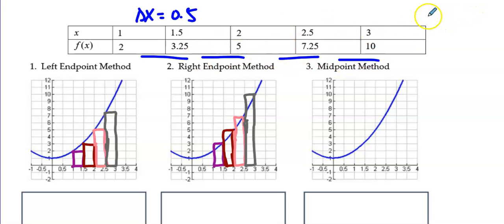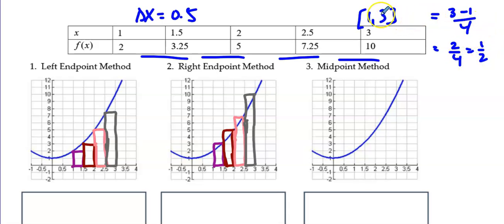So what I could have also done to find delta x was the formula that we used before: we're on the interval from 1 to 3, and we want four rectangles. So I could do 3 minus 1 all over 4, and then I get 2 over 4, which is also going to give me 1/2. So this is another easy way of doing this problem. And so I want to say that delta x is actually constant.